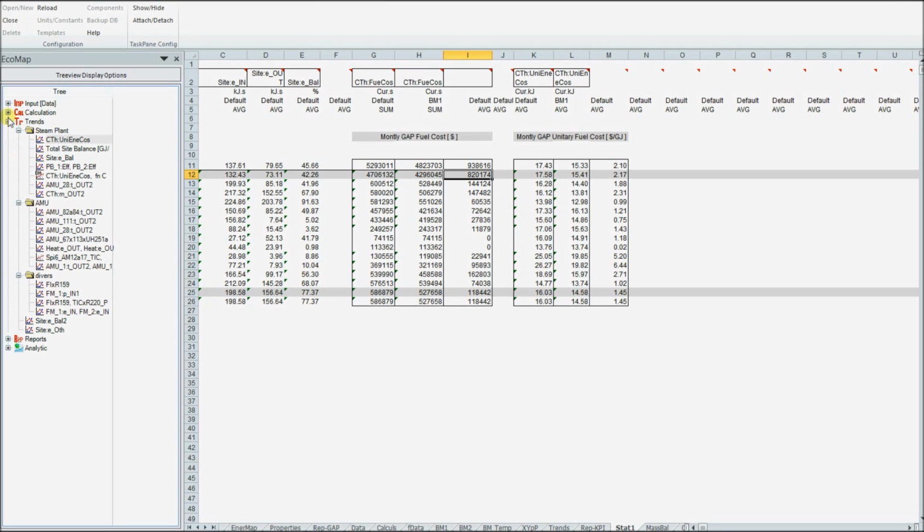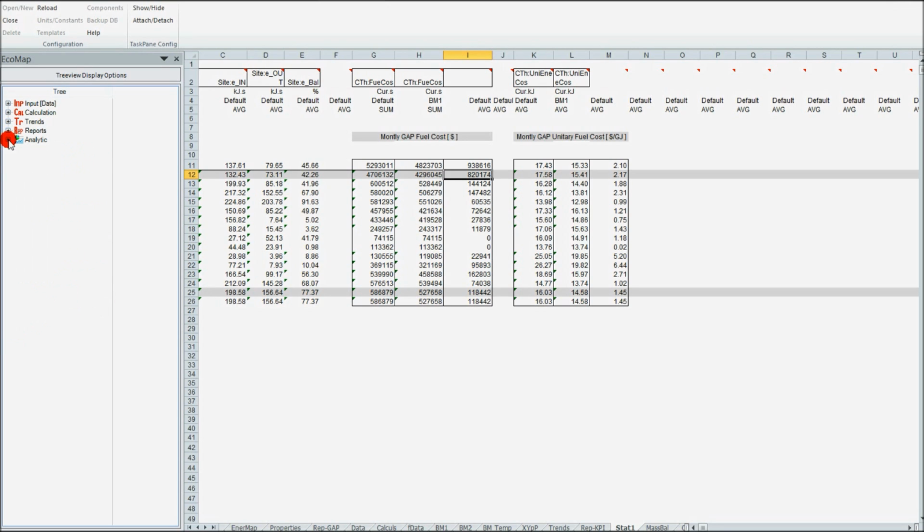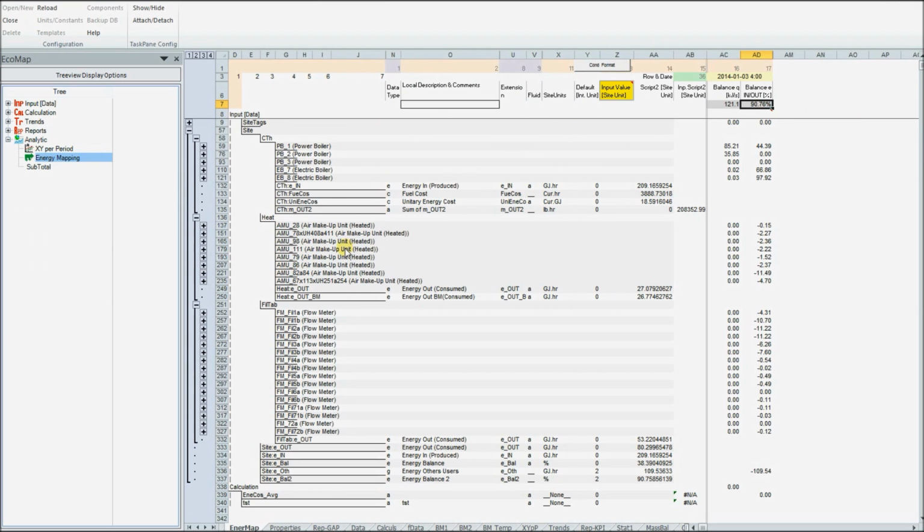Next, we'll open EnerMap. One of the objectives of EnerMap is to calculate energy usage for each configured process or component, which is based on the energy balance. This will help us determine which info should be used for gap analysis. The EnerMap view is used to balance one set of data for a fixed date. In this case, January 3rd, 2014 at 4 a.m.